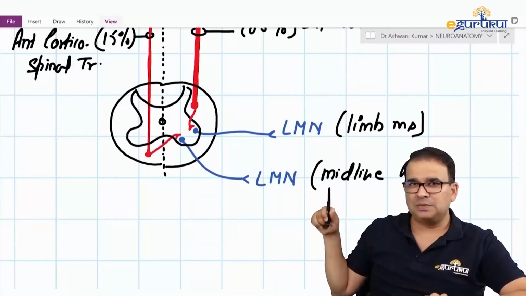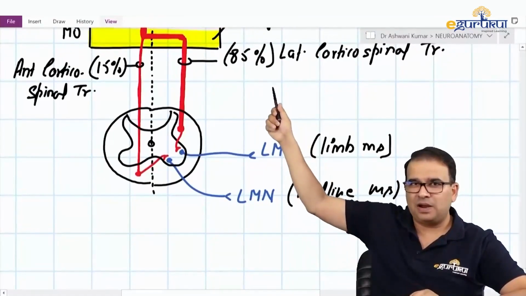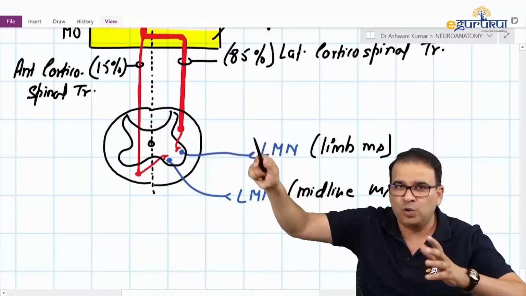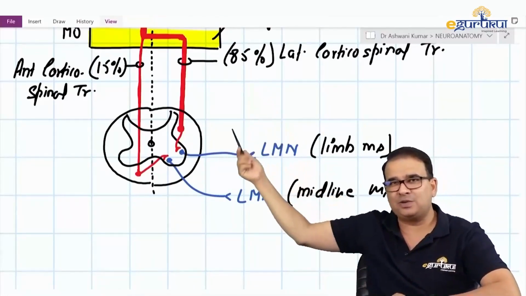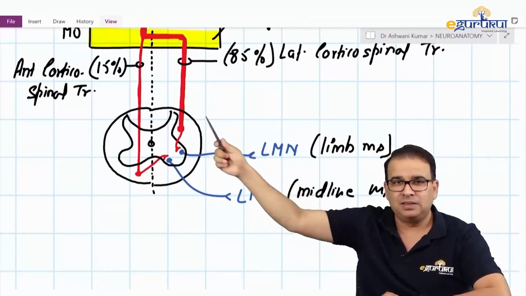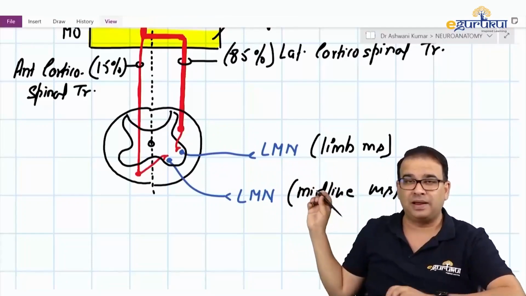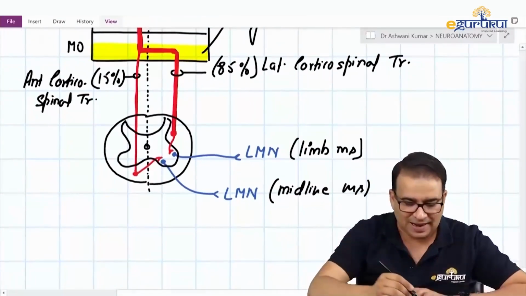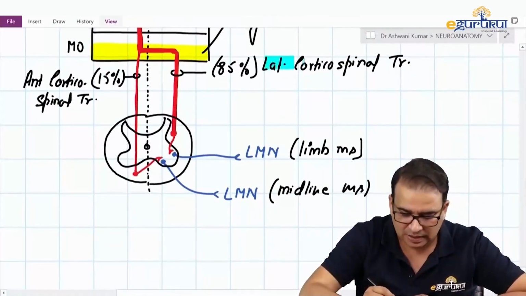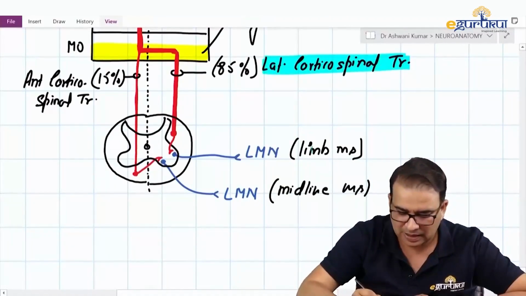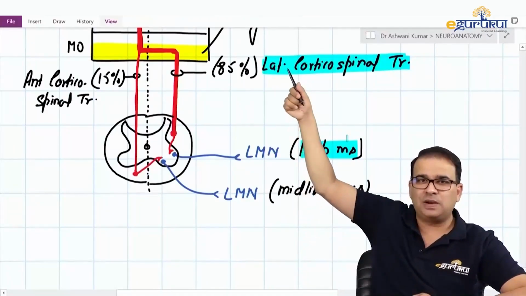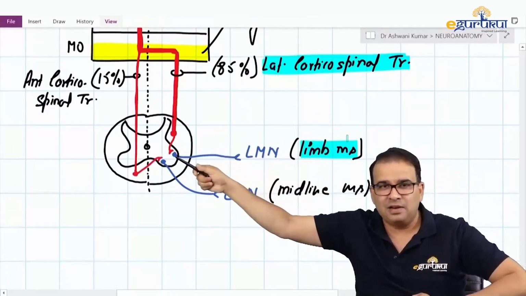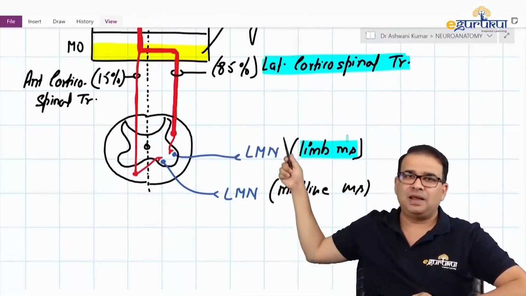So this also tells me that the lateral and anterior corticospinal tracts don't differ only in that one is decussating and one is not decussating in the medulla. The other difference is what muscle they are going to supply. The lateral corticospinal tract supplies the limb muscles, which you can remember with the letter L. L, lateral corticospinal tract, coming to the lateral nucleus of the ventral horn, supplying limb muscles.